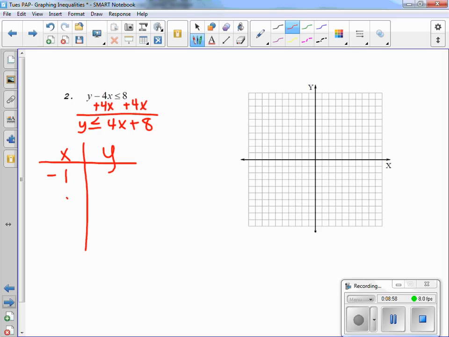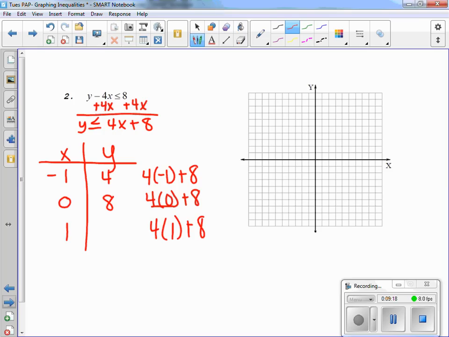So -1, 0, 1. So this is going to be 4 times -1 plus 8. That's -4 plus 8. So +4, my answer. 4 times 0 plus 8. This is 0 plus 8. So 8 is my answer. 4 times 1 plus 8. That's 4 plus 8, which is 12. So I've got -1, +4, 0, +8, and 1, 12 is going to be off my graph.